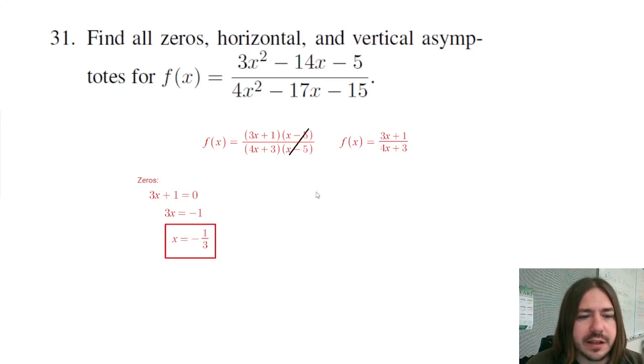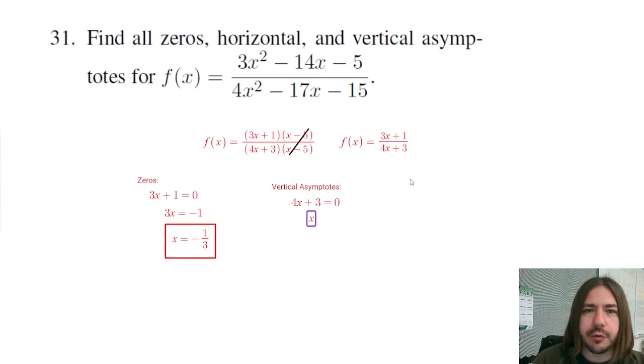To find the vertical asymptotes, I'll set the denominator equal to 0 and solve. I'm going to subtract 3 from both sides, so I get 4x equals negative 3. And then we'll divide both sides by 4 to get x equals negative 3/4.